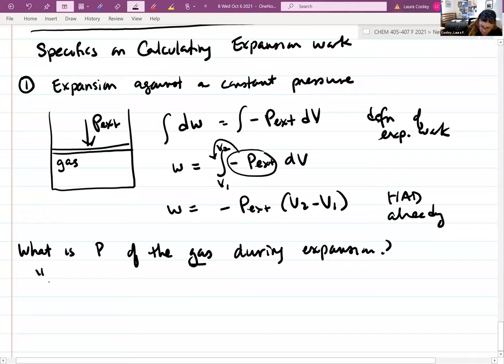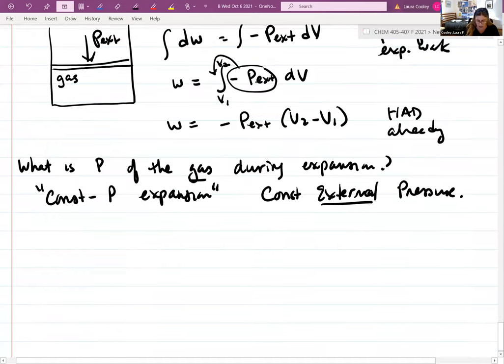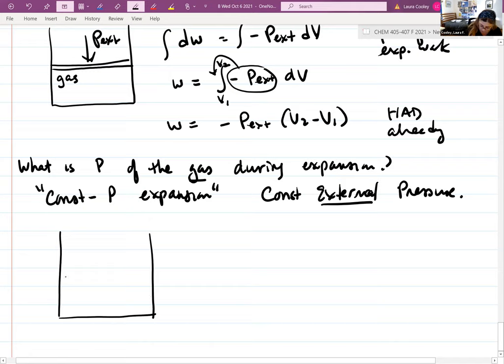So when we say a constant pressure expansion, we mean that the external pressure is what's constant. This gas would not expand unless its pressure changed. Let me show you. So here we start. We have our nice little wall. We have our gas in here at volume V1.